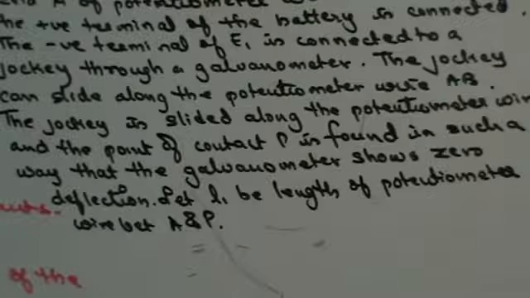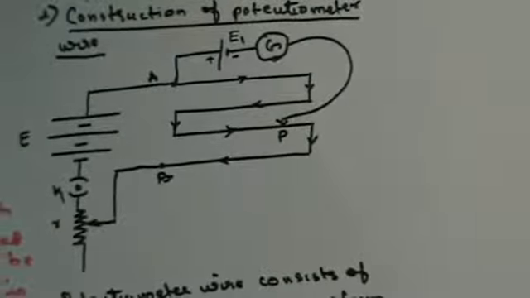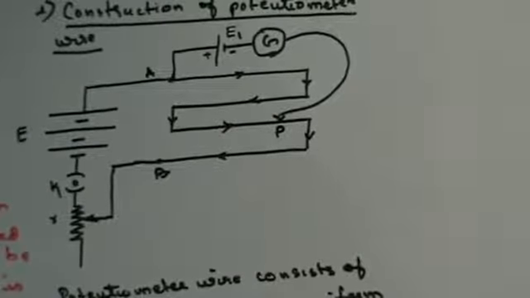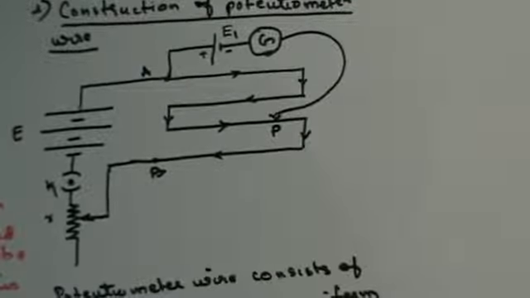Guys, one end of the galvanometer is connected to the negative terminal of the battery. Right? The other end is connected to point P. Now, if no current is flowing through the galvanometer, that means the negative terminal of E1 and point P should be at the same potential. Only if they are at the same potential, no current will flow. Had they been at different potentials, there would have been a potential difference and current would have flowed through the galvanometer.